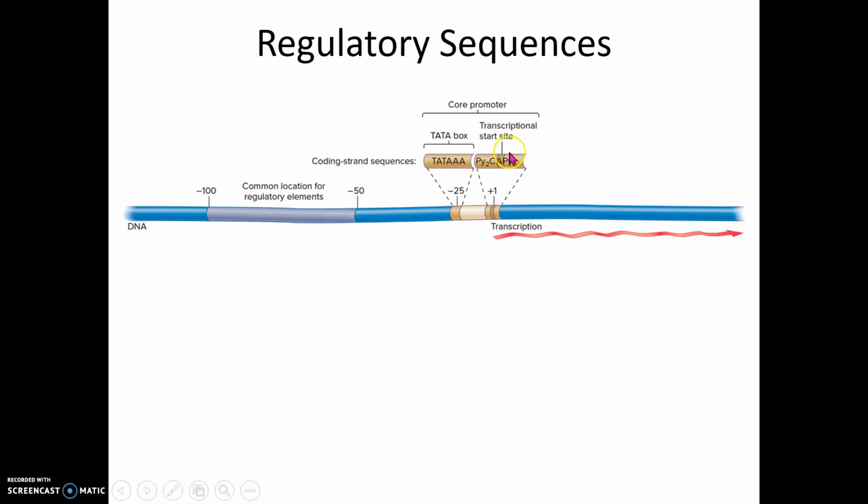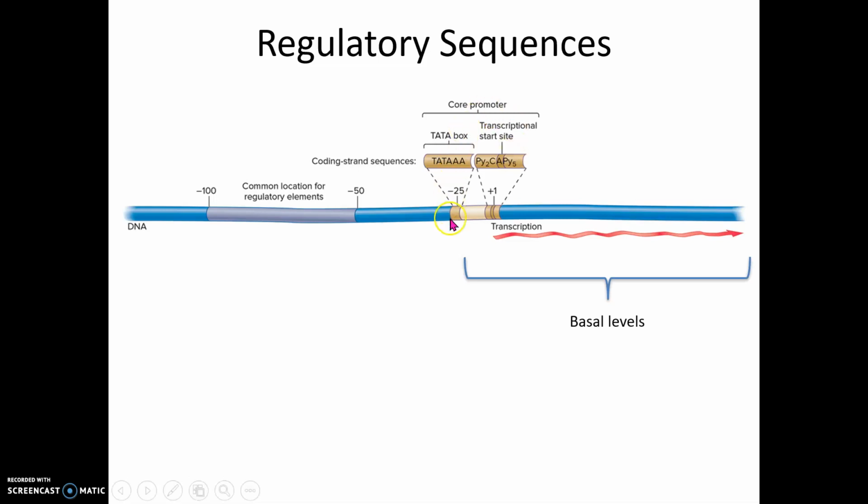Now for regulatory sequences, here we have our core promoter. In eukaryotes, it's common to find a TATA box, and then there's also a consensus sequence around the transcription start site. The TATA box is usually -25. What does that mean? 25 base pairs upstream of the start site. Start site is +1. This should be familiar from when we talked about bacteria.